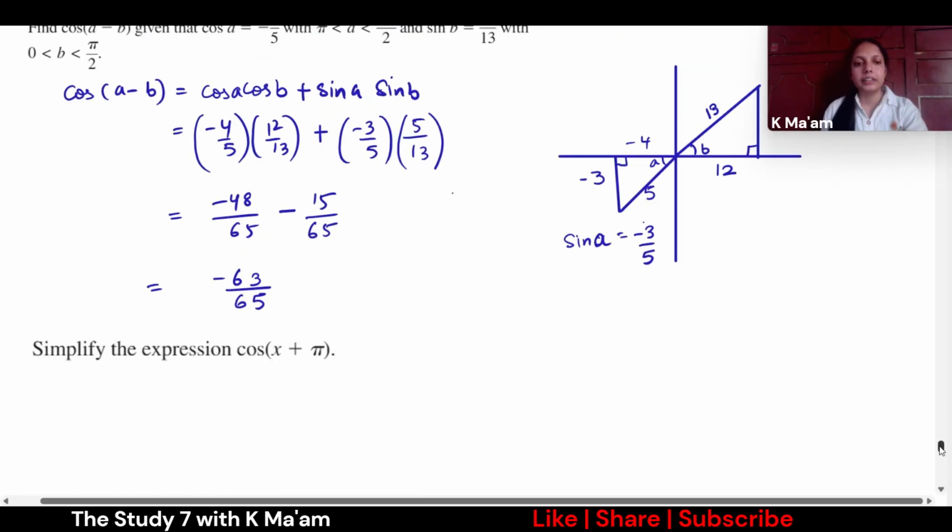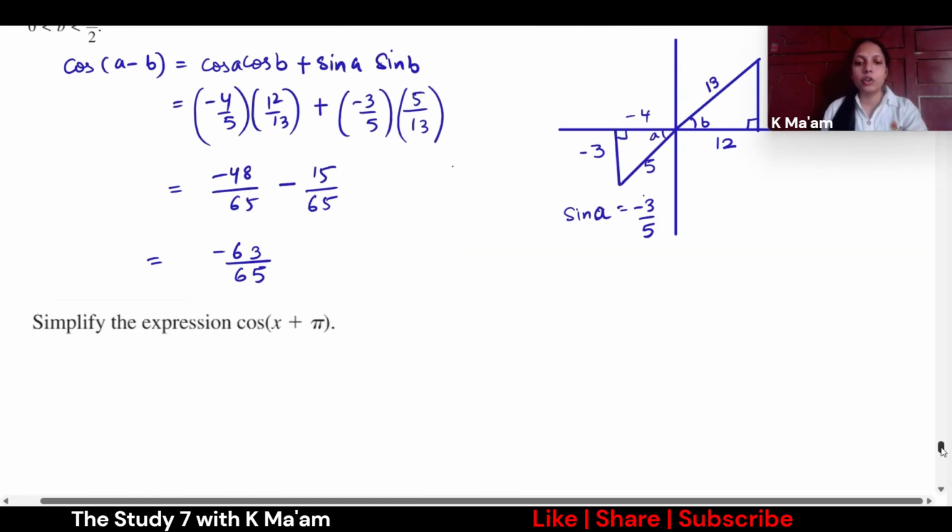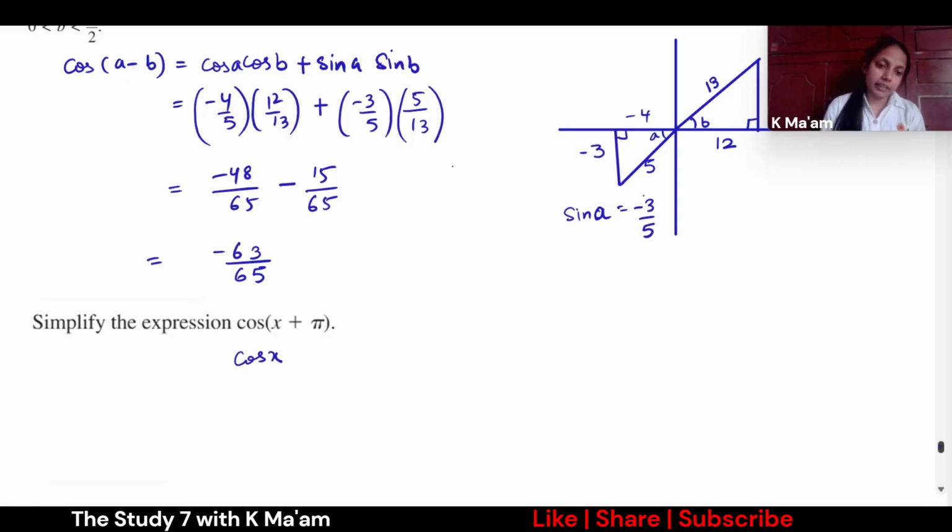Okay, so next. Simplify the expression cos of x plus pi. It's the formula of cos A plus B. Cos A cos B minus sin A sin B. Cos x as it is. What is cos pi? Negative 1. Sin x as it is. What is sin pi? 0. So you are getting negative cos of x.